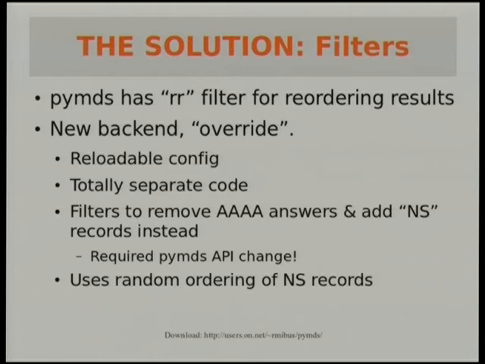So we made a new backend called Override. The config's reloadable, it's separate code. It removes the quad A answers and drops in NS records instead whenever it finds an entry that matches. When the config is read in, it actually statically populates a hash in Python, so the lookup's fairly fast as well. It did require a small API change to the application we used in order for it to support NS record munging, or rather the authority munging, which is how the NS records are returned, rather than just the answer munging, because DNS responses are made up of a question section, an answer section, an authority section, and so on.